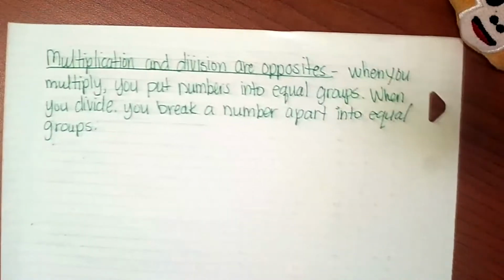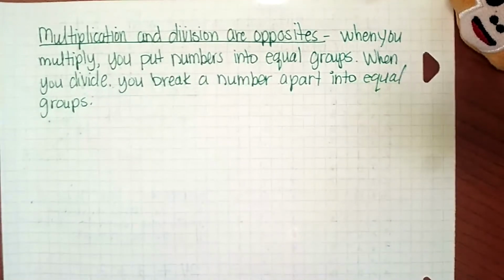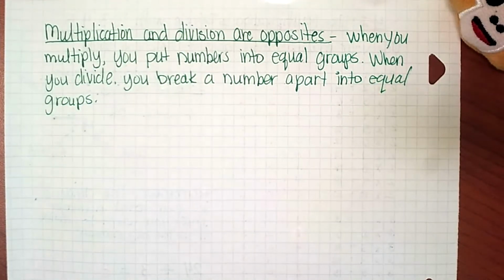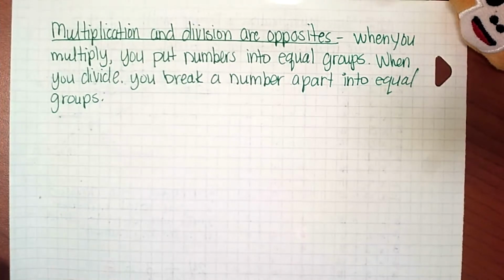Now, another thing we also need to remember, multiplication and division, again, are opposites. When you multiply, you put numbers into equal groups, right? You put together equal groups to find your answer.